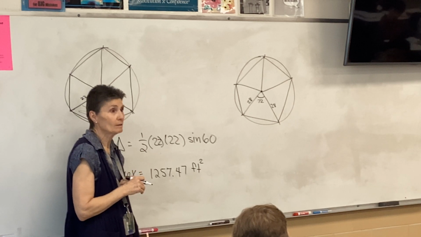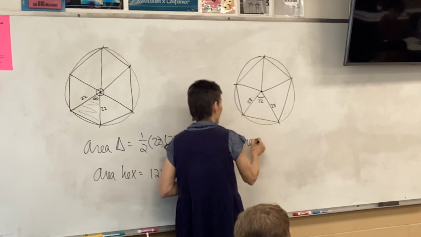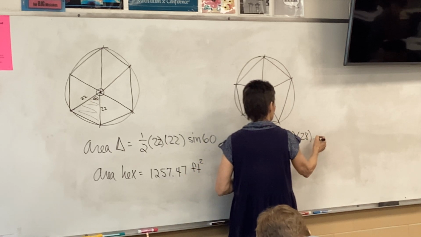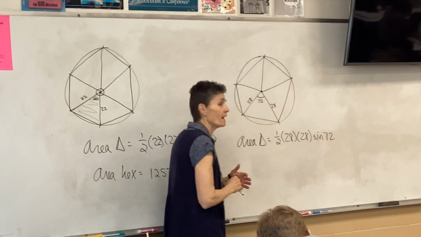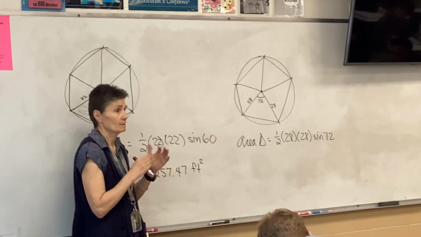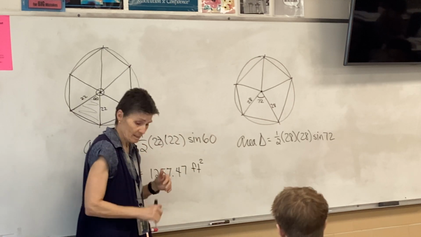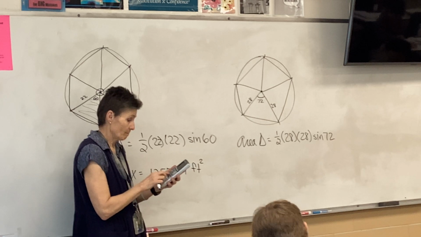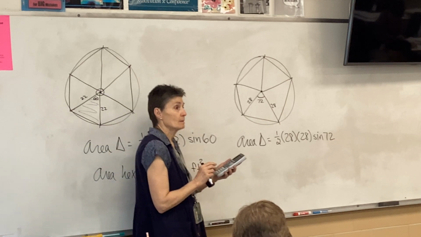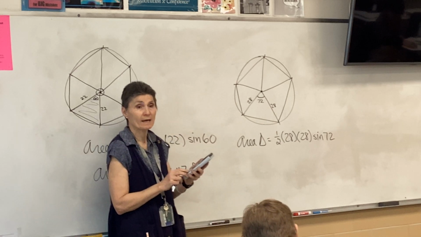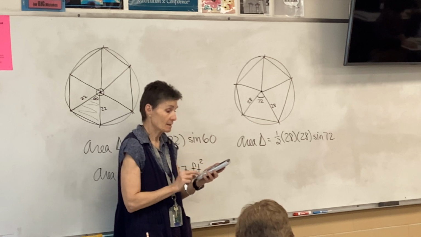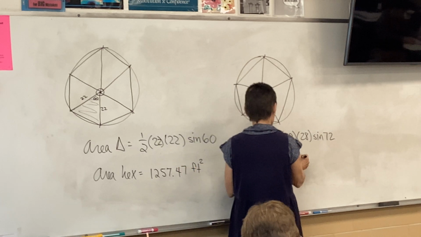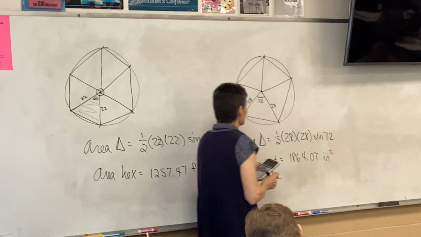Can I find the area of my triangle? So easy. The area of the triangle is what? 1/2, 28, 28, sine 72. Area is 1/2 side, side, sine. Now I can type that in. That will not be the answer though. That is the triangle area. So to get the whole pentagon, I have to take that triangle area times 5. So the area of the pentagon is 1864.07 square inches.